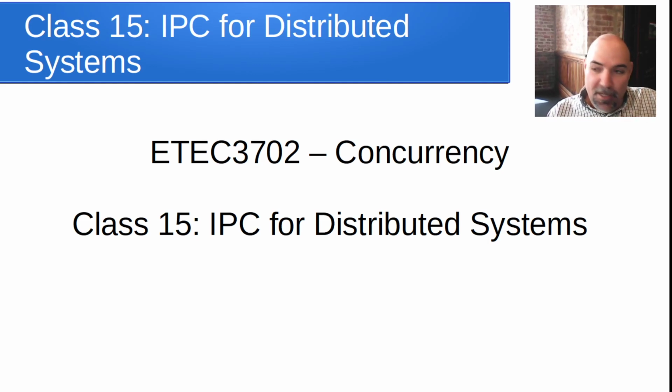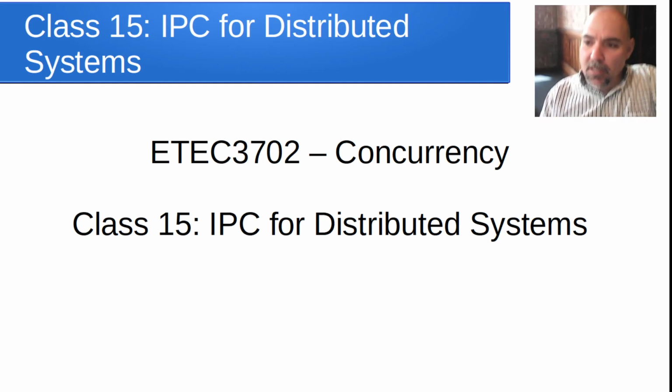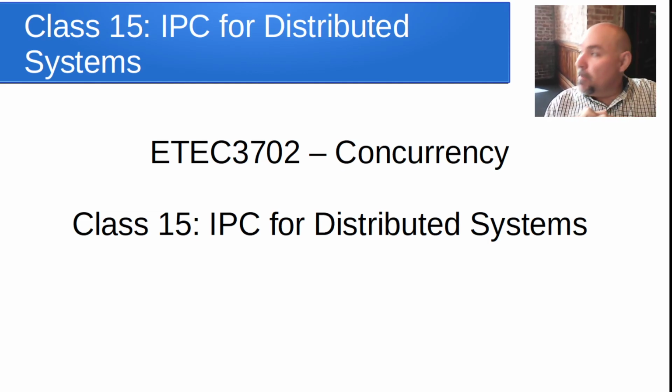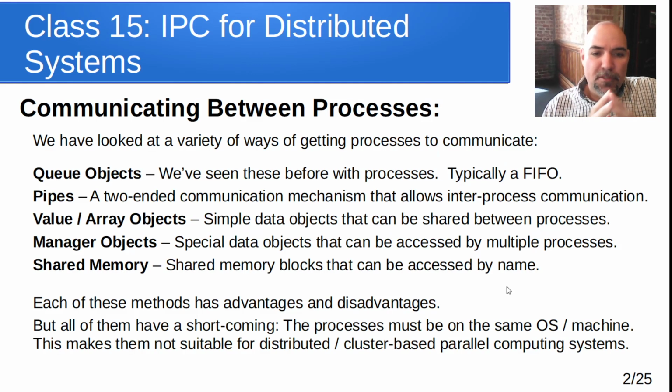All right, today we're going to look at inter-process communication again, but this time for something that's more appropriate for distributed systems. We're going to look at a couple of options for doing that. Before we get into that though, we looked at a variety of ways to get processes to communicate. We looked at queue objects, pipes, value and array objects, and manager objects. We even looked at shared memory blocks that can be accessed by both processes at the same time. Each of those has some advantages and disadvantages.